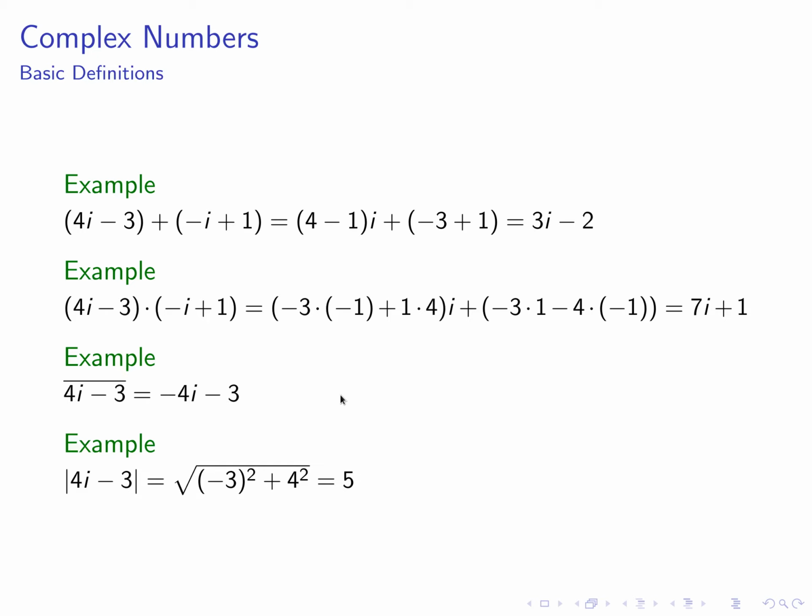And what about absolute values? To take the absolute value of 4i − 3, we take the real and imaginary parts of this number, square them, add them, and then take a square root. So here we're looking at (−3) squared, because −3 is the real part of this number. Then we're adding 4 squared, because 4 is the imaginary part. So (−3) squared is 9, 4 squared is 16. When we add those together, we get 25. And then after taking a square root, we get 5. So the absolute value of 4i − 3 is equal to 5.